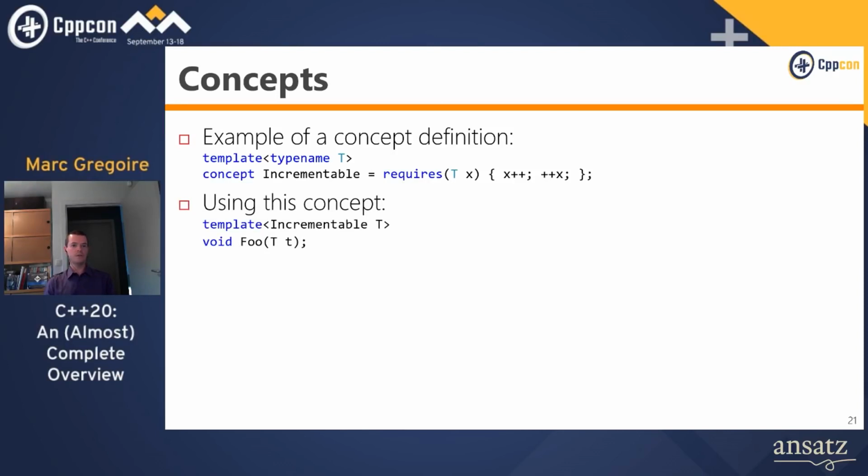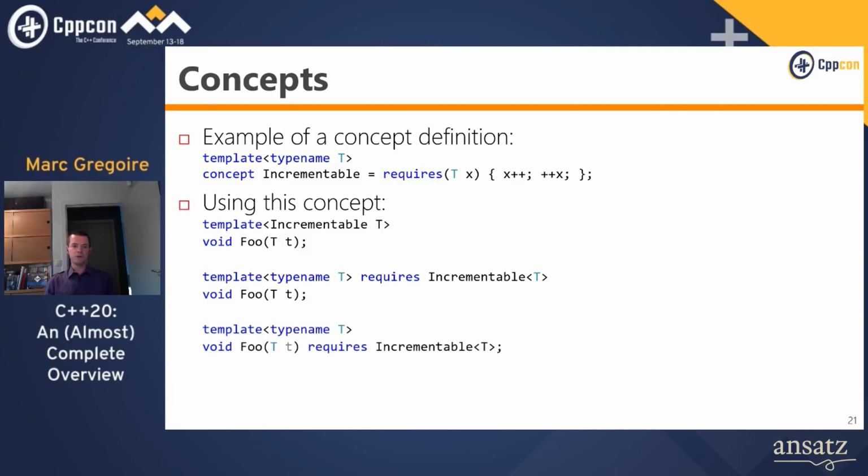How to use this concept? A first way to use this concept is that instead of writing typename T, I can just say incrementable T. That's one way. The second way is to use a so-called requires clause. And you can just use typename T requires incrementable T. The requires clause can be either before the function signature or after. And maybe the cleanest way to use it is to combine it with abbreviated function template syntax. And then you get the following syntax. You just say incrementable auto t. So you don't have to specify any template line here.